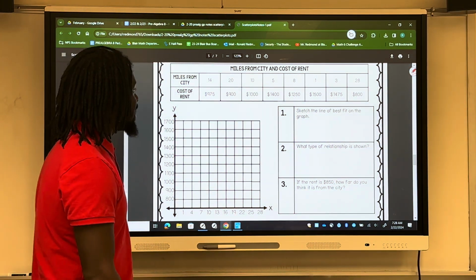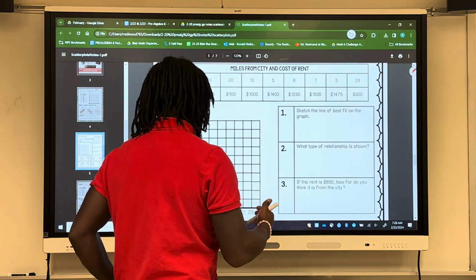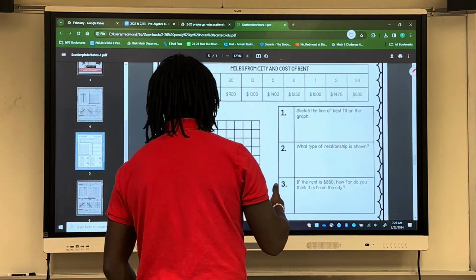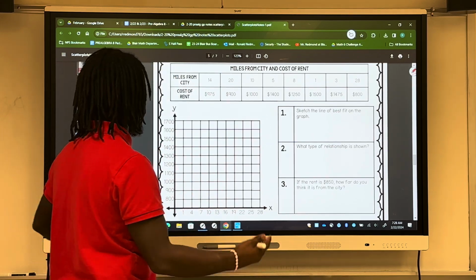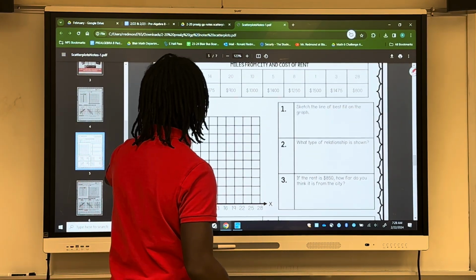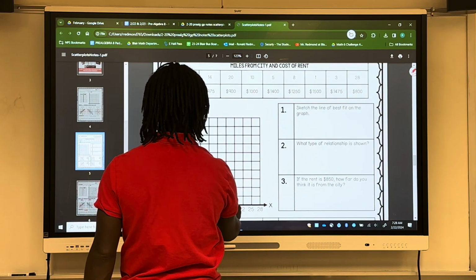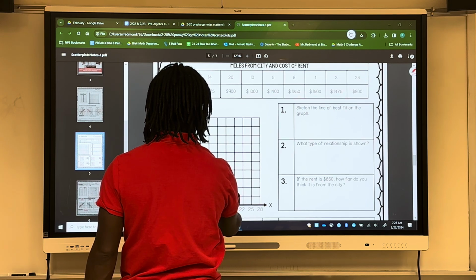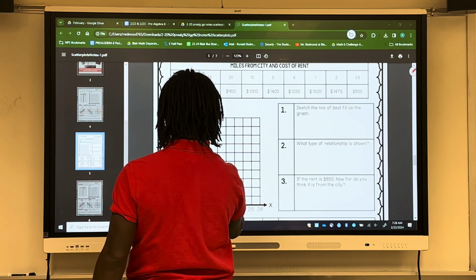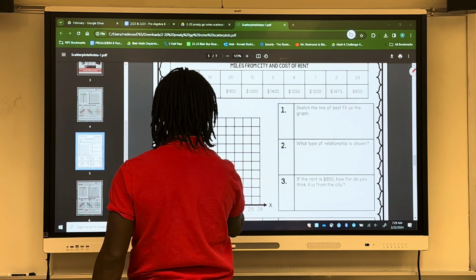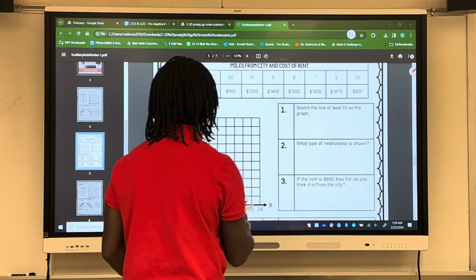All right, miles from city and cost of rent. Okay, so the two sets of data that we're looking at here is the miles from the city and then the cost of the rent. All right, so go ahead and graph these points. All right, we got 14 and 975. 14. As you are doing this, again, it is okay if your points aren't perfect. With these scatter plots, we're just wanting to see roughly where they are.